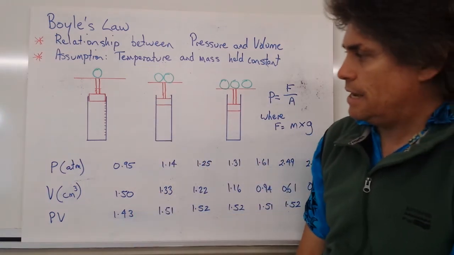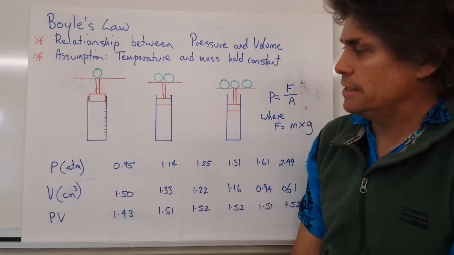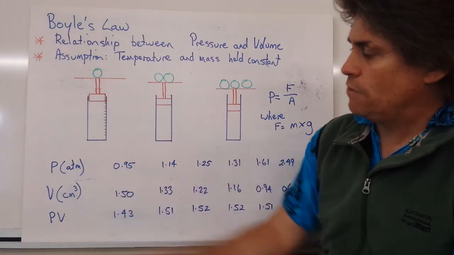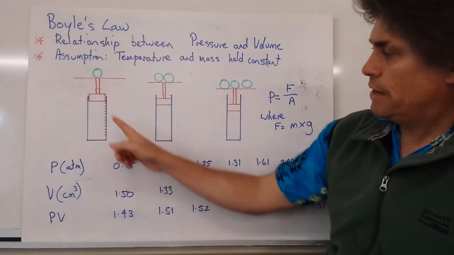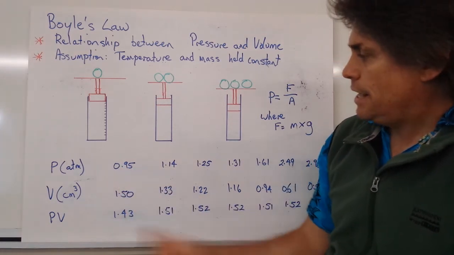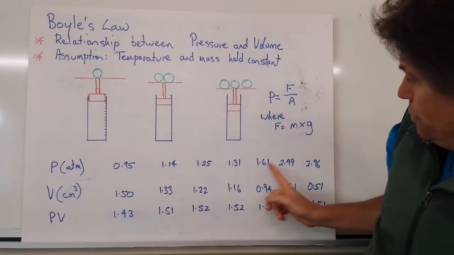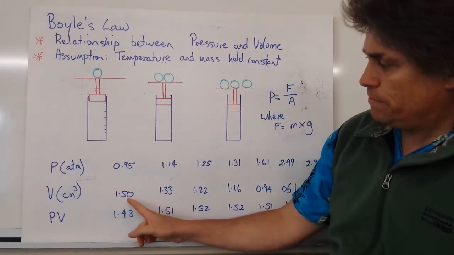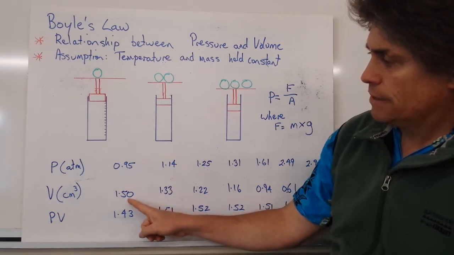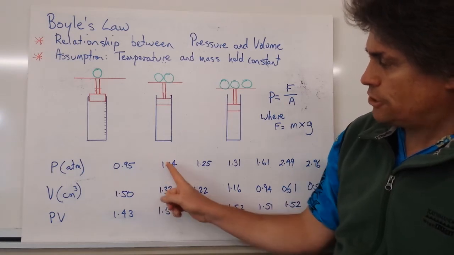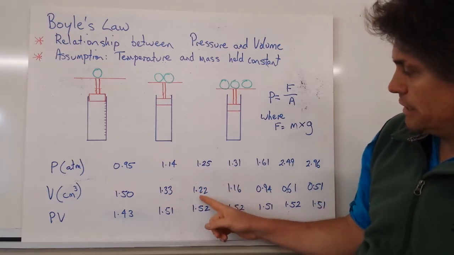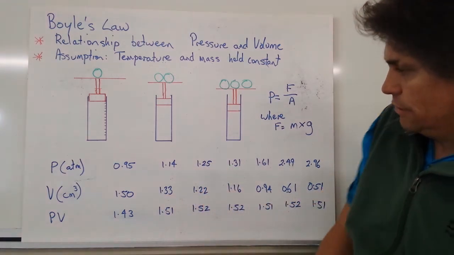So we can also graph this out. I've just got a set of results here that are a generic set of results. We've measured our pressure in atmospheres and our volume in cubic centimetres. In our first example, we've got 0.95 atmospheres, something close to 1 atmosphere. If we increase that all the way through, we find that our volume goes down. For approximately 1 atmosphere, we've got 1.5 cubic centimetres. If we increase the pressure to 1.14, our volume decreases. And if we keep increasing it up, we see that there's a trend for that volume to decrease.